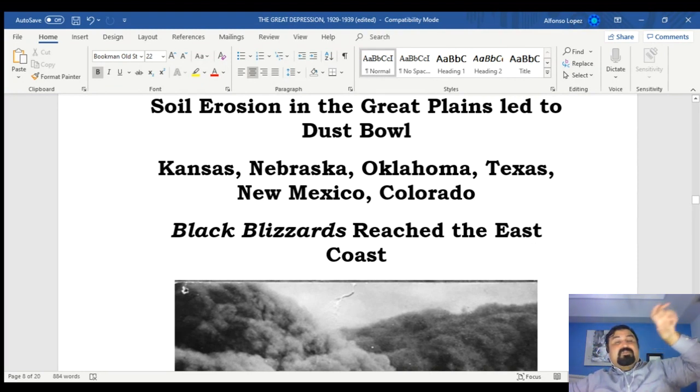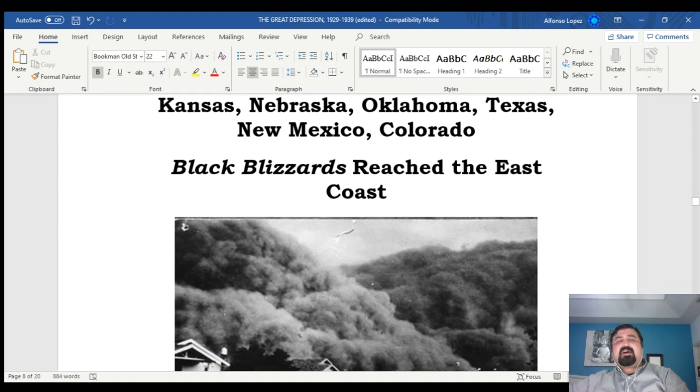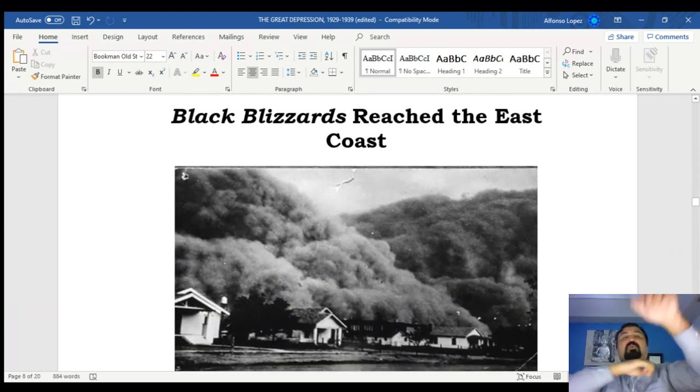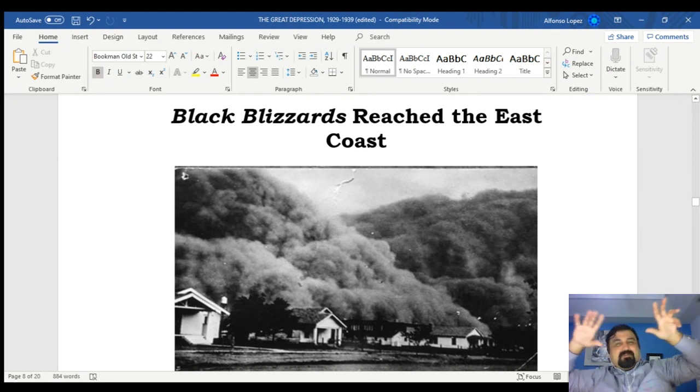There was all the soil that had eroded in the Great Plains from the intensive agriculture. Again, the farmers depleted the minerals through intensive agriculture, but also because of the droughts, the dryness of the soil itself. And of course, the so-called black blizzards, as they were known, reached the East Coast. This is an actual photograph of how people witnessed those phenomena.